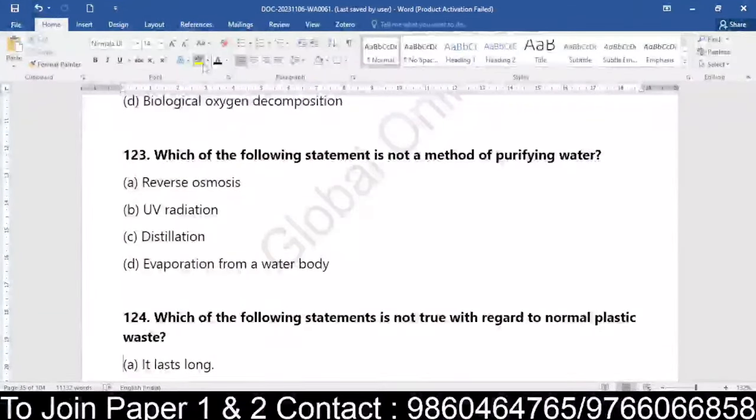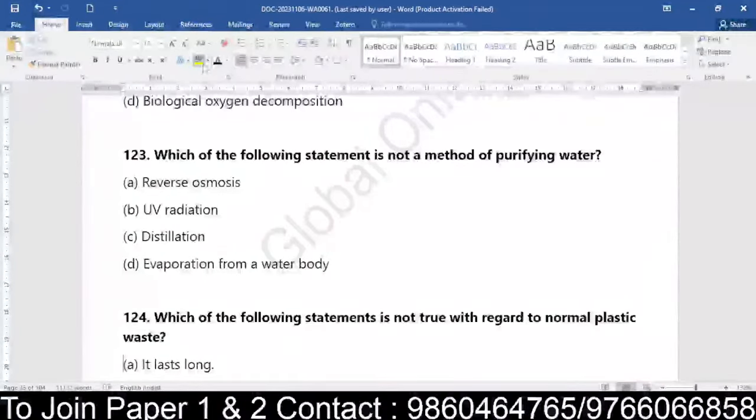Which of the following statements is not a method of purifying water? There are certain methods given. Which of these is not a method for purifying water? Whether it is reverse osmosis, UV radiation, distillation, or evaporation from a water body. Which one is not a method of purifying water?